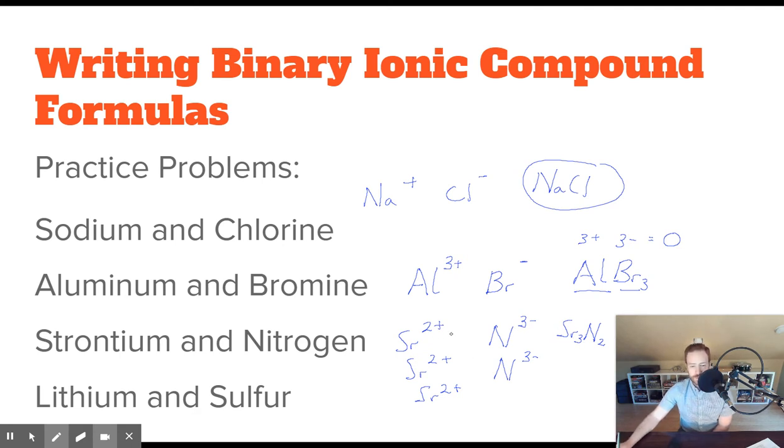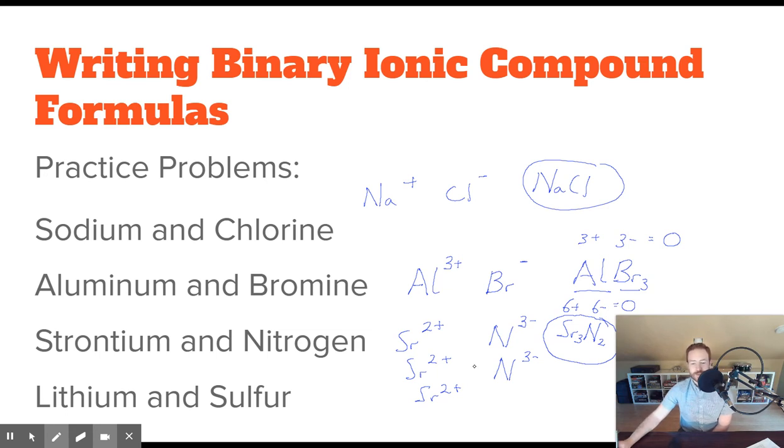3 strontiums, each with a 2 plus charge, gives us a total of 6 plus. 2 nitrogens, each with a negative 3 charge, gives us a total of 6 minus. That equals 0. That's what we want. I told you I was going to show you a second way. The second way is one of my favorite things that we do in chemistry.